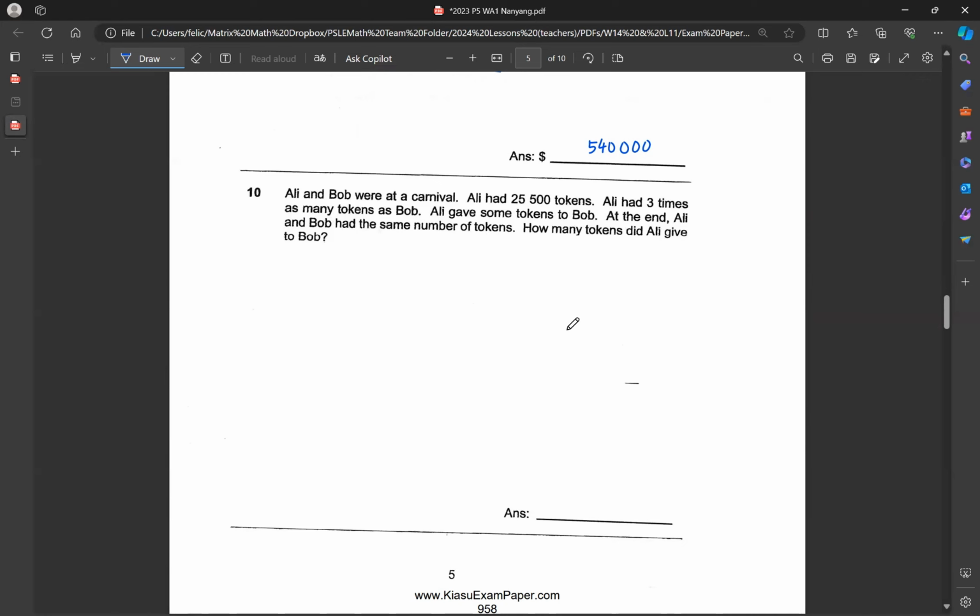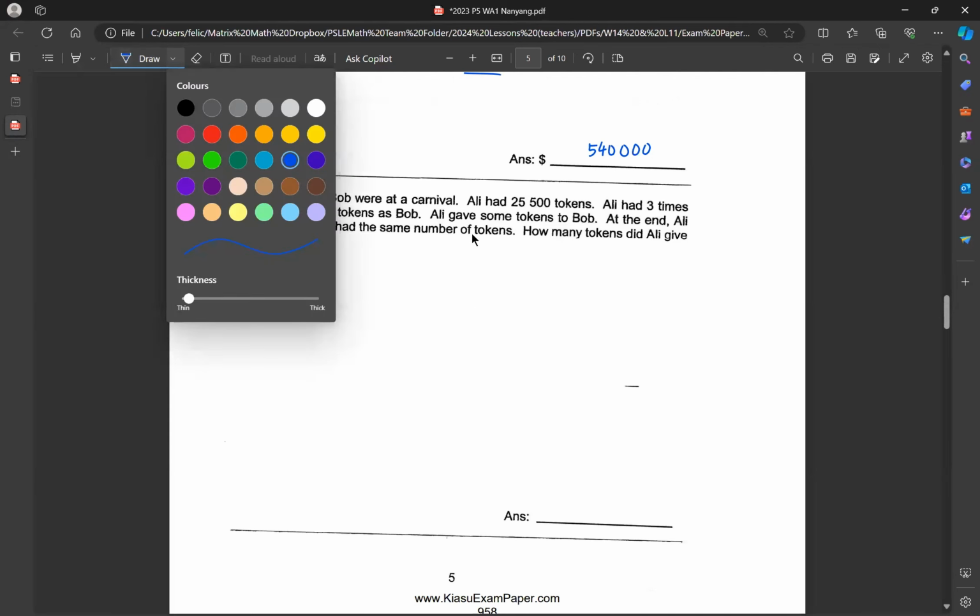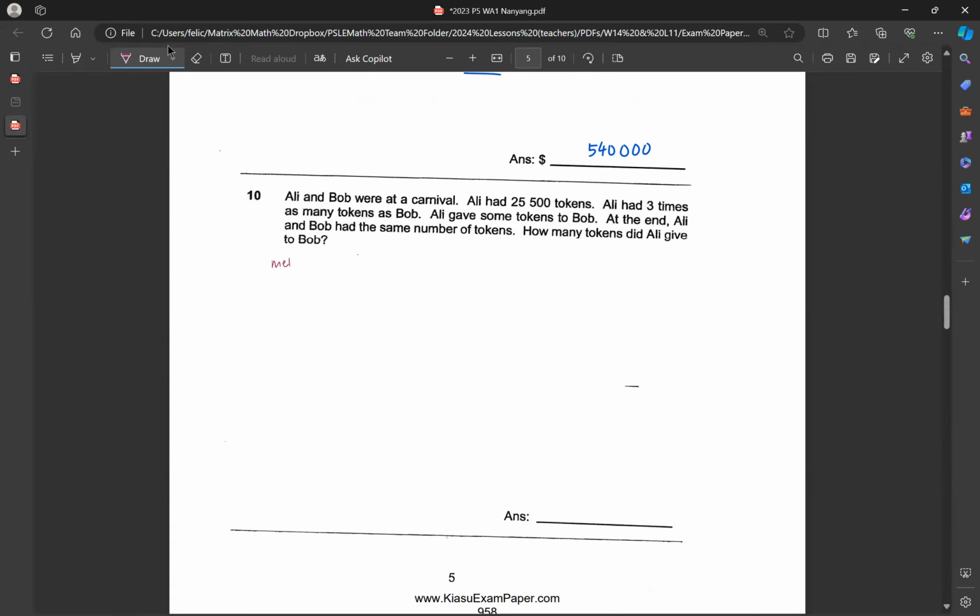So for this question, there are two methods to solve it. Maybe I'll quickly show you the first method first. If you observe this question, we call this an internal transfer question because Ali is giving to Bob. It's just within the both of them. In an internal transfer question, the total stays the same. The total tokens between the two never changes. So for method one, let me write that down here.